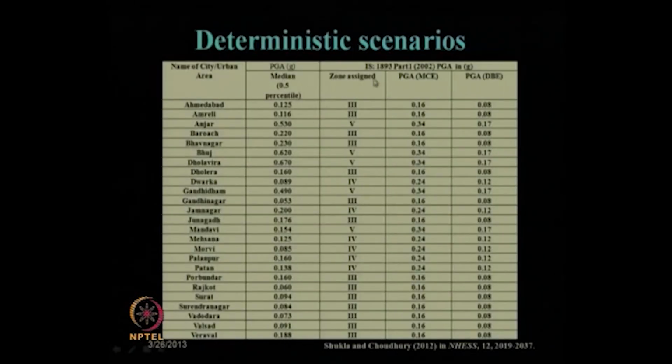So, the deterministic scenario for each city is mentioned here, and those are compared with respect to the IS recommended PGA value, which are as per the MCE, and the PGA value as per DBE. MCE is the maximum credible earthquake, whereas DBE is the design basis earthquake, which is typically half of the MCE.